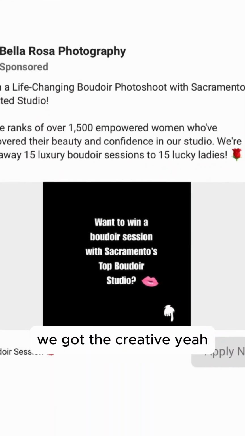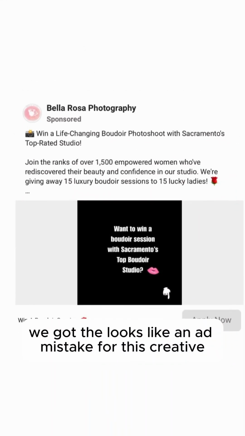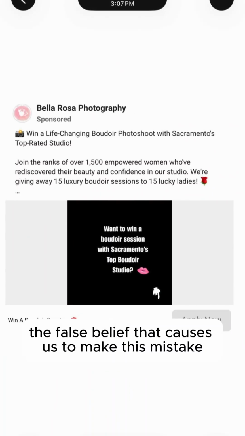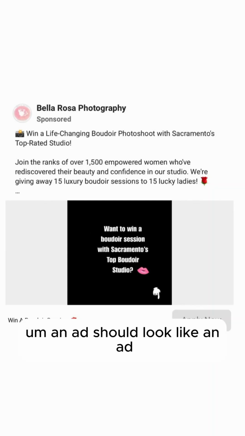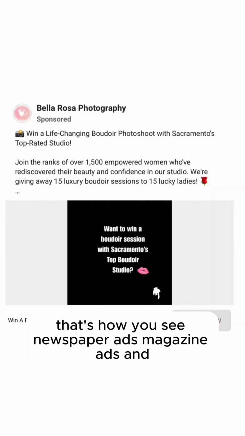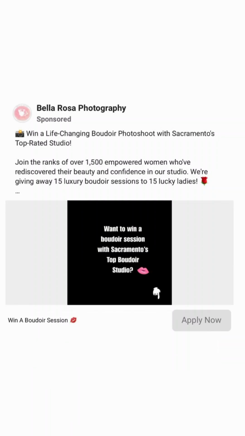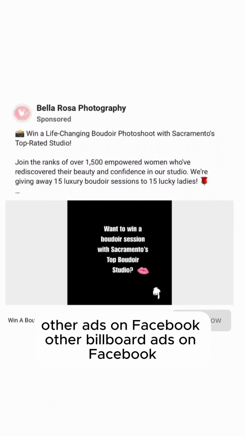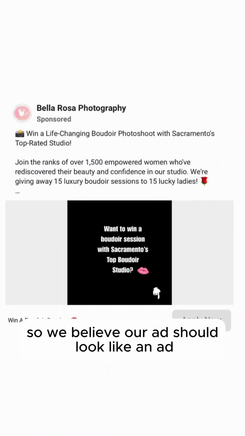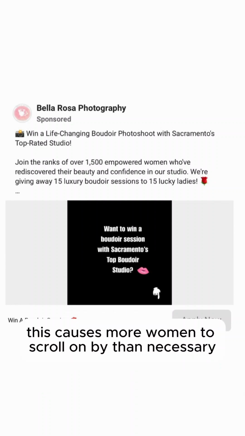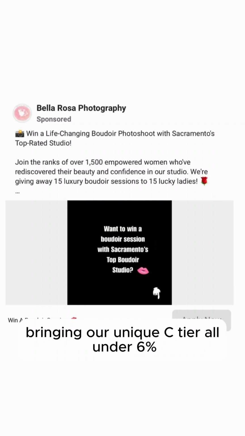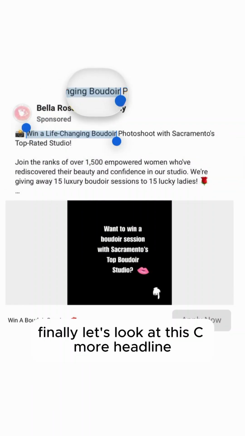We got the creative. Yeah, we got the looks-like-an-ad mistake with this creative. So the false belief that caused us to make this mistake is that we believe an ad should look like an ad. That's how we've seen newspaper ads, magazine ads, TV ads, other ads on Facebook, other Boudoir ads on Facebook. So we believe our ad should look like an ad. But this is incorrect. This causes more women to scroll on by than necessary, bringing our unique CTR all under 6%.